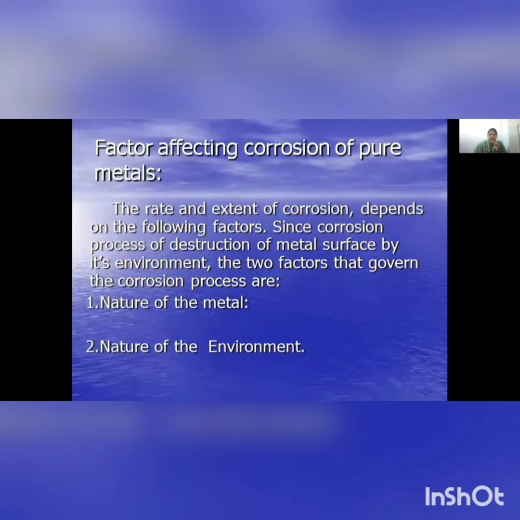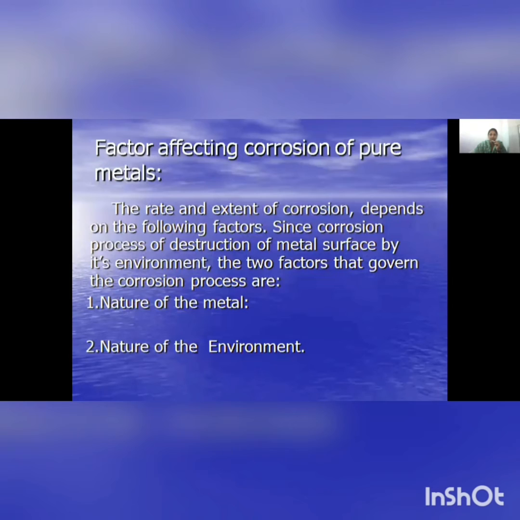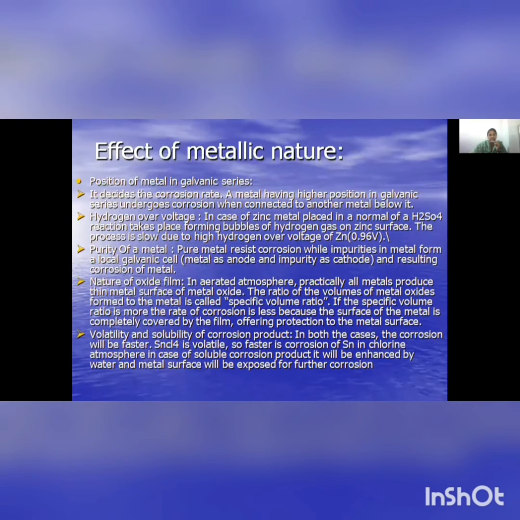So, factors affecting corrosion. These are the factors influencing the rate of corrosion. Let's see them one by one. First of all, one is the nature of the metal, and the second one is the nature of the environment. So effect of metal: first of all, the nature of the metal is its position in the galvanic series.